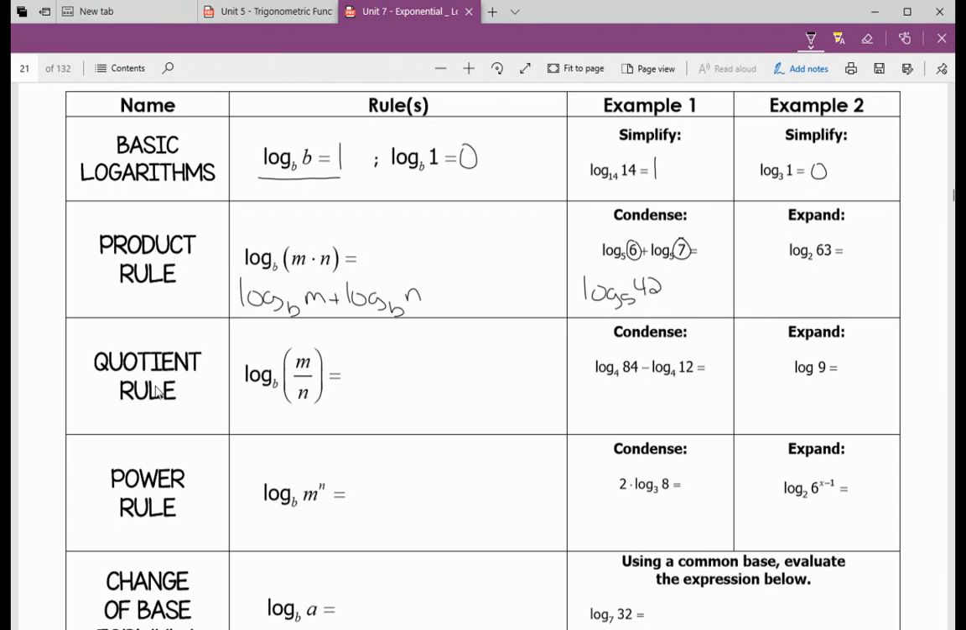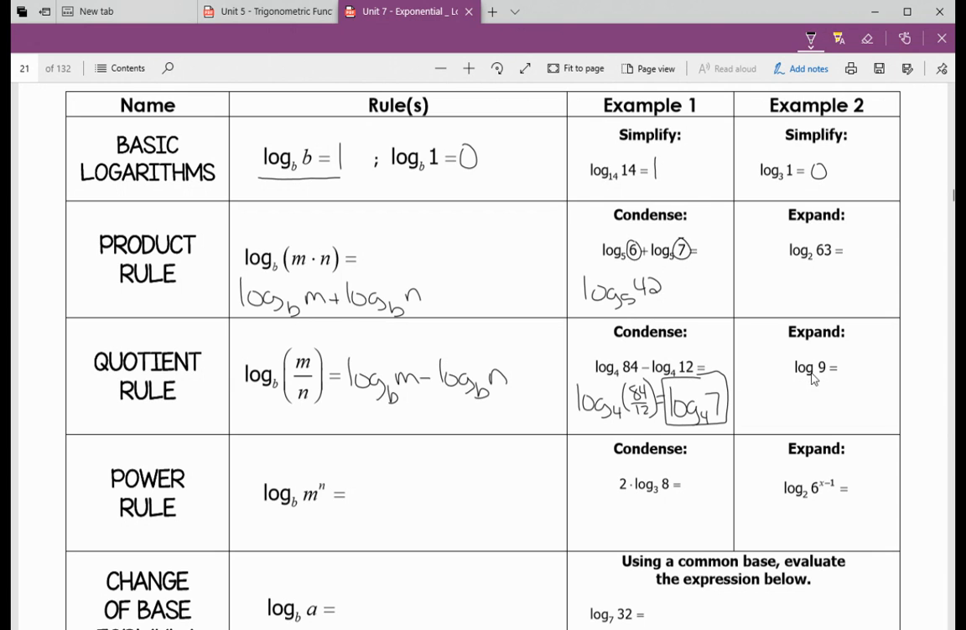The quotient rule that we talked about in a previous lesson, if you've got log base b of m divided by n, that is log base b of m minus log base b of n. Here, we're going to condense. So when you have a log minus a log, we rewrite that as a division problem. So that would be 84 divided by 12. You can reduce 84 divided by 12, so that would become log base 4 of 7. And that would be your final answer for that first example.